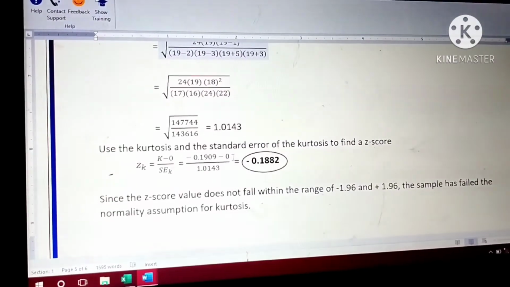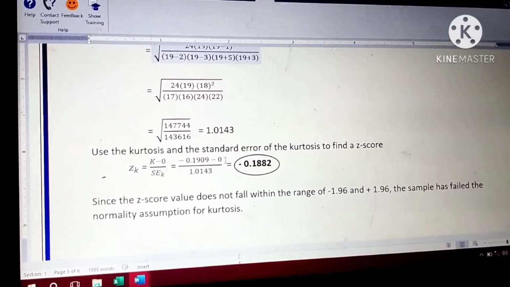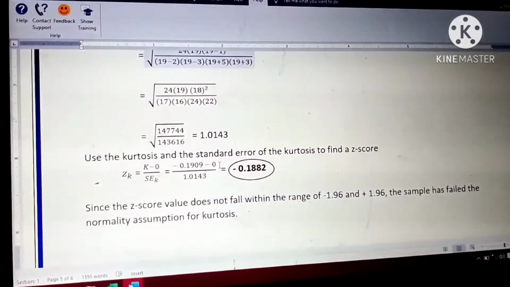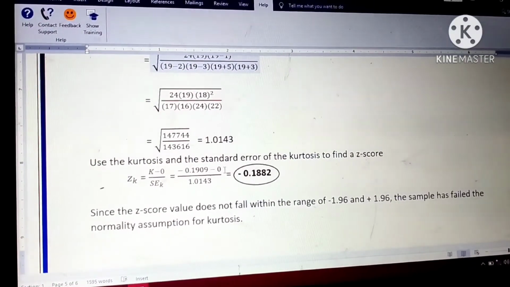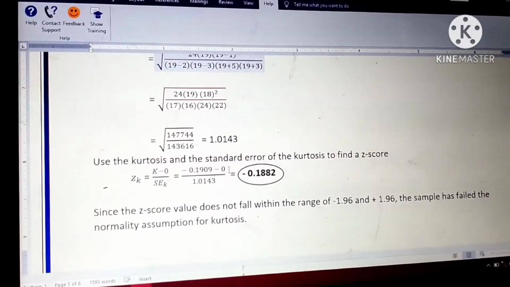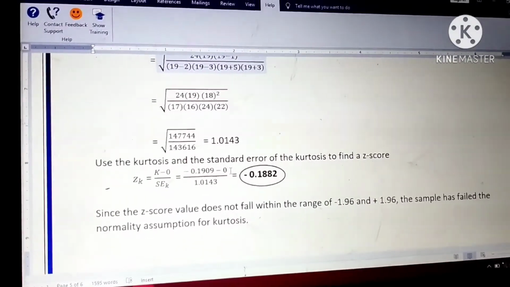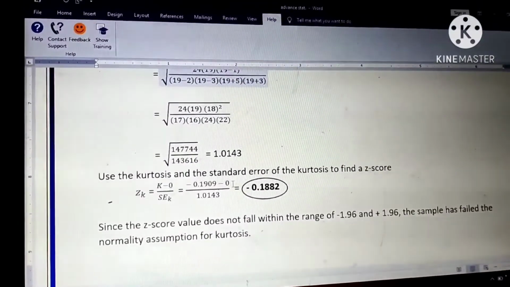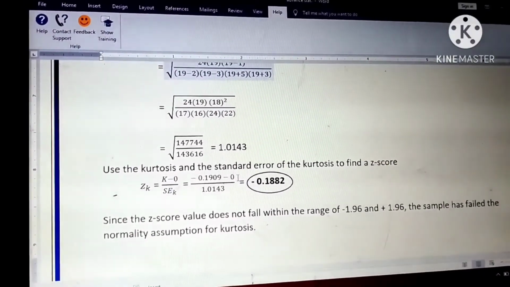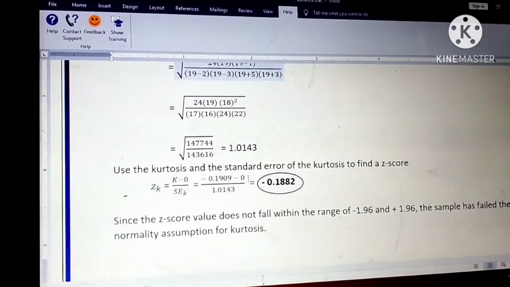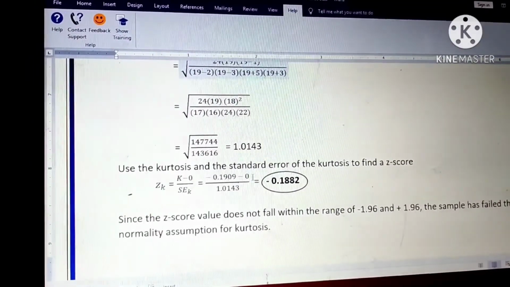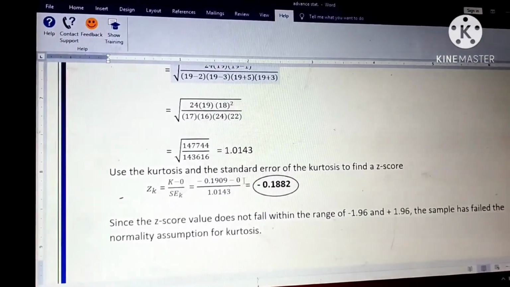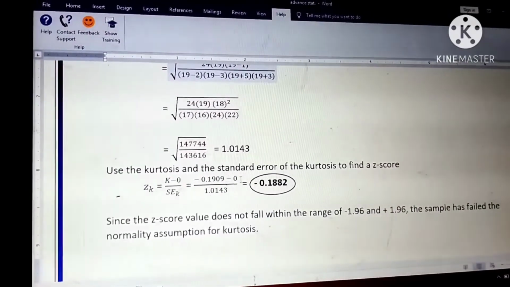And last, we are going to use the kurtosis and standard error of the kurtosis to find a z-score, where z-score is equal to the kurtosis minus 0 all over the standard error of the kurtosis. Just substitute the values we solved earlier: negative 0.1909 minus 0 all over 1.0143, and the result is negative 0.1882.